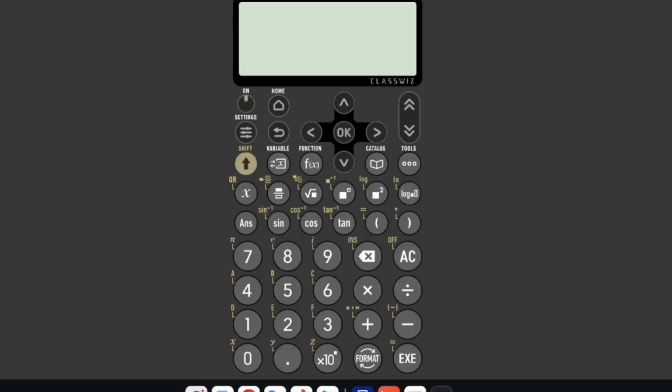Next one, square root of 529. There's your square root button, 529, 23.